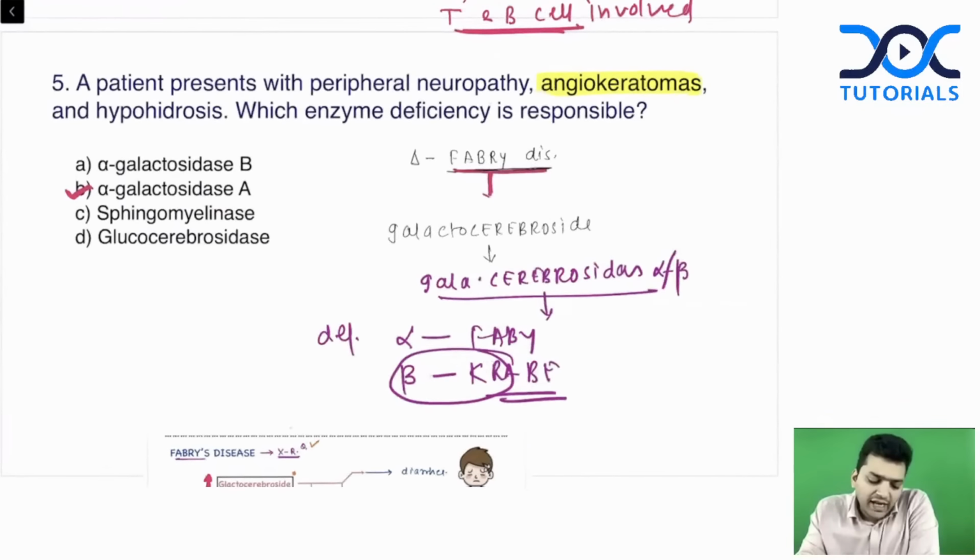Yes, the A and B options were a little confusing actually, and that was creating the problem, right? So alpha-galactosidase A is going to be Fabry disease, and B, if they are talking about beta, the B is referring to beta, so that is going towards the Krabbe part. But since the A option was there, it's alpha-galactosidase A deficiency.